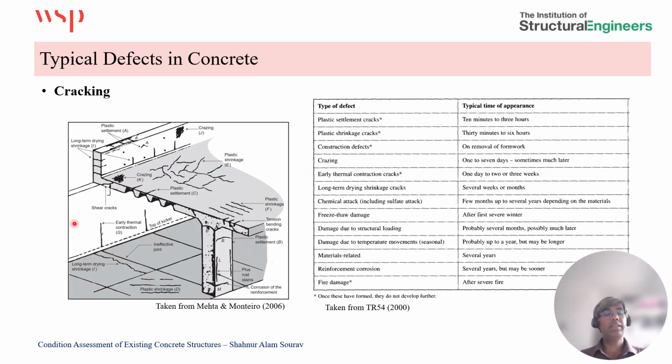So this is a typical photo that we usually use. This is a classic photo, I should say. This is taken from a book of Mehta and Monteiro. This picture shows different types of cracking in the various different elements of the concrete structures. So this type of defects can occur from the very early age of the structures to the very late age.